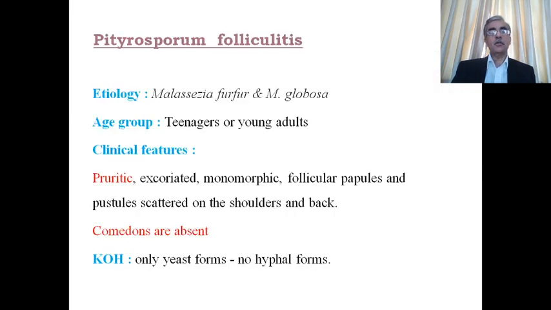Then another disease caused by this Malassezia is Pityrosporum folliculitis. Usually teenagers and young adults are the sufferers, and clinically there are pruritic, excoriated, monomorphic follicular papules and pustules scattered over the shoulder and back. This condition we have to differentiate from a common cutaneous disease, acne vulgaris, because acne also involves the back of a patient, but in acne we do not have any pruritus, whereas in this condition the lesions are intensely pruritic. Another differentiating point is comedone formation.